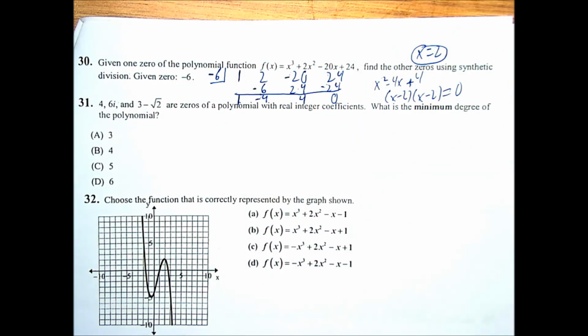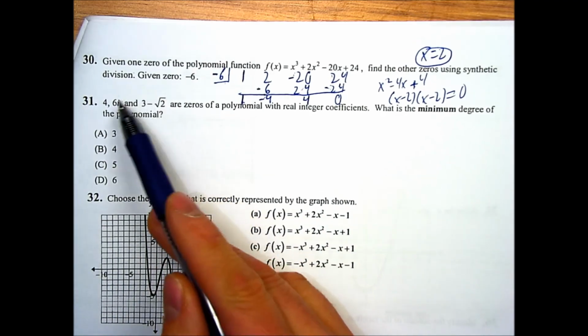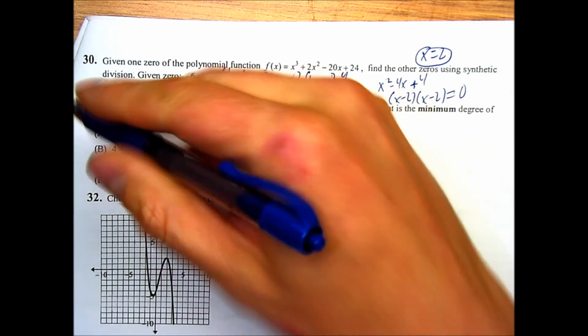So 6i and negative 6i come in a pair there, and then the roots, they also always come in pairs. So 3 minus the square root of 2 should have its counterpart as well. So this will in fact have a minimum degree of 1, 2, 3, and then these ones we count twice, 4 and 5. Minimum degree of 5.